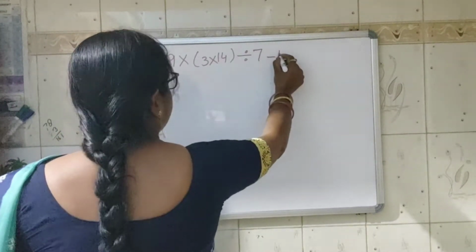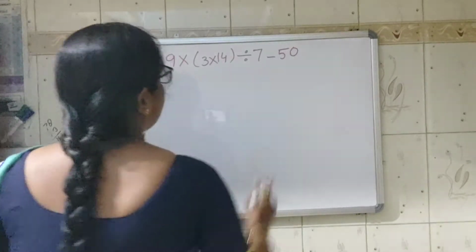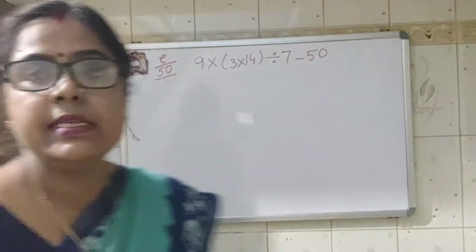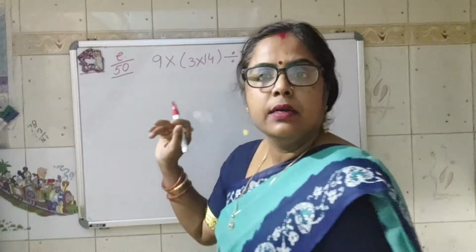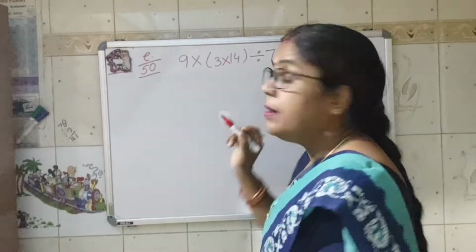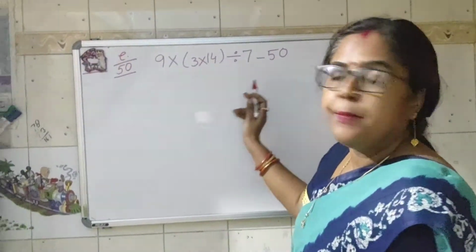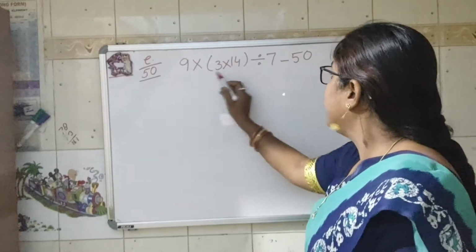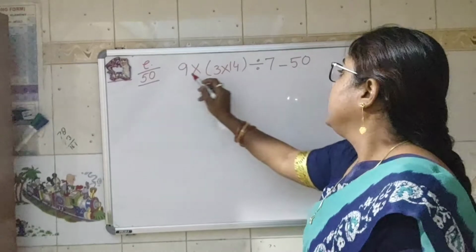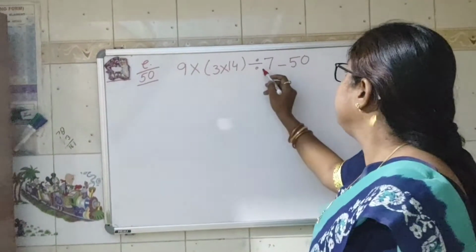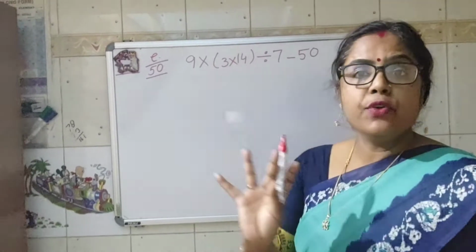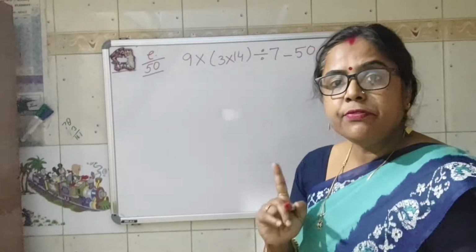minus 50. So as I explained in my previous video, in the BODMAS rule it is compulsory that you use the steps, and the number of steps depends upon the number of operations. You will see there are 4 types. First is bracket, then multiplication, then division, and then minus sign. So it means we have to show the 4 steps. Okay. So what will be the first?